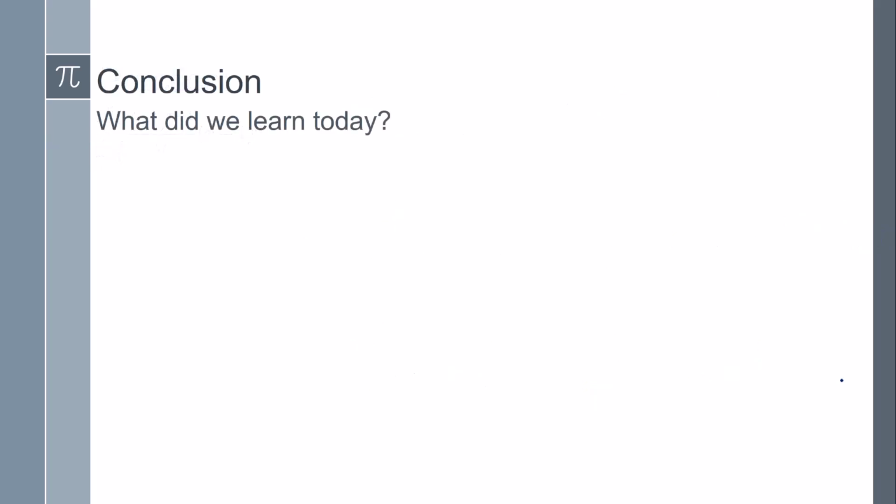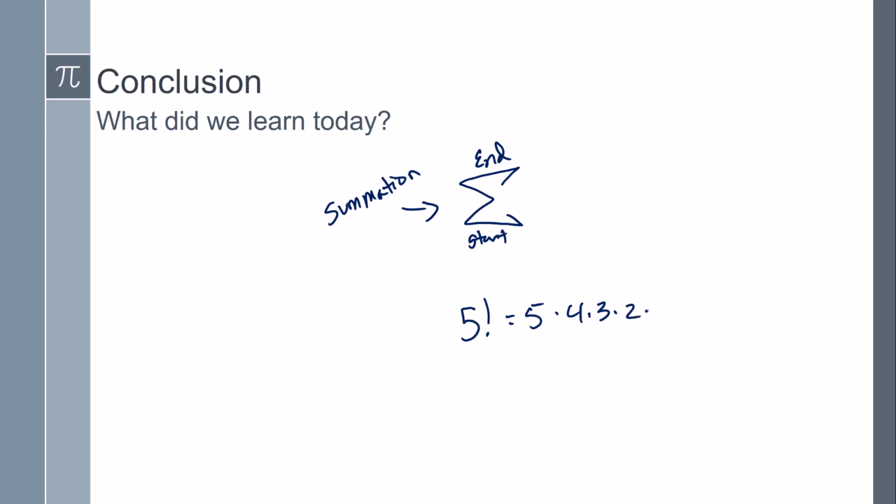So, what did we learn today? We learned about summations. If you ever see this symbol, that means summation. We are adding. Down here is where we start. Up here is where you end. And then you just add up all the terms. The next piece is factorial. If I had 5 factorial, that means you start with the number that it gives you, and you multiply each factor counting down by 1 until you get to 1.